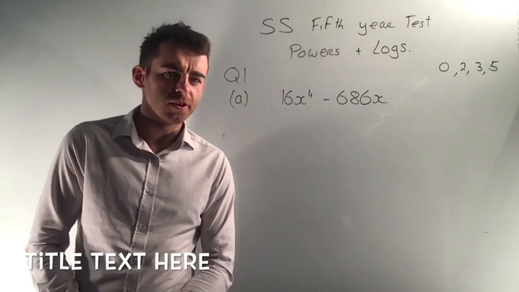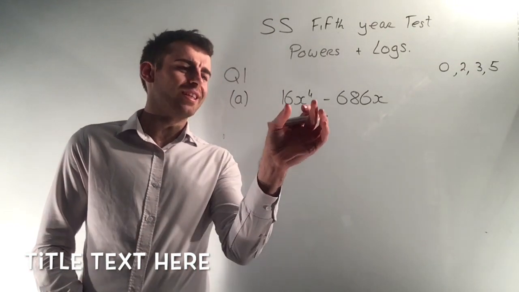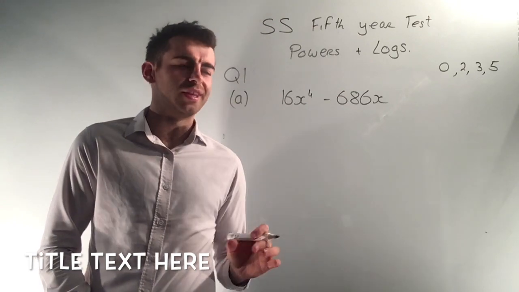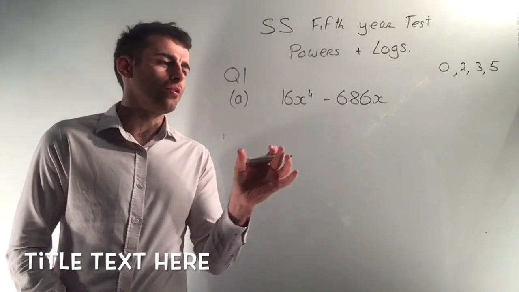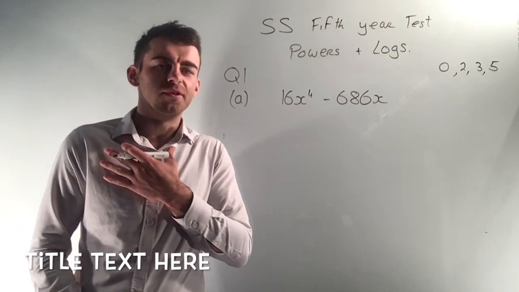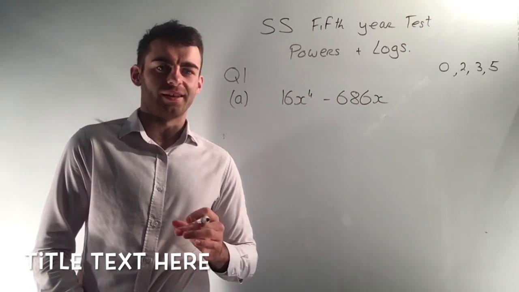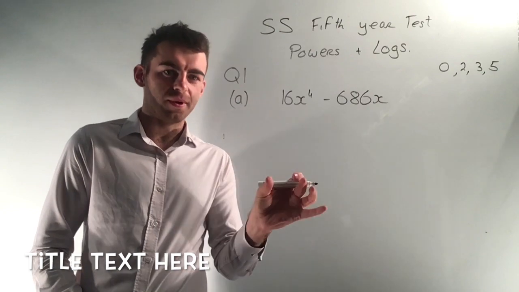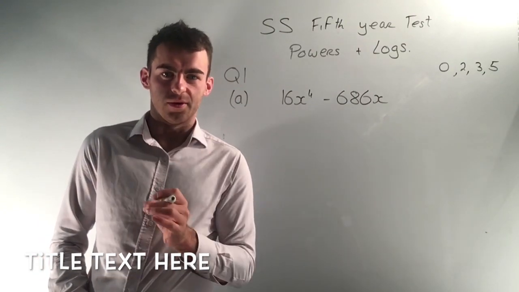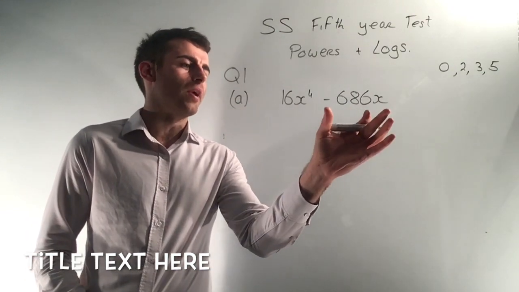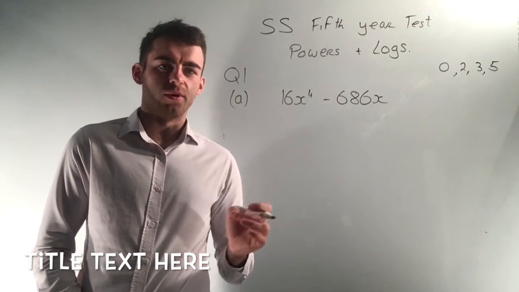Okay, girls, so for the first part of this test, we have 16x to the power of 4 minus 686x. Now, you should recognize that we haven't done anything with an x to the power of 4 and an x in it. So you have to manipulate it so it looks like something that we've done. So in this case, you should recognize that all I can do is factorize out what's common.